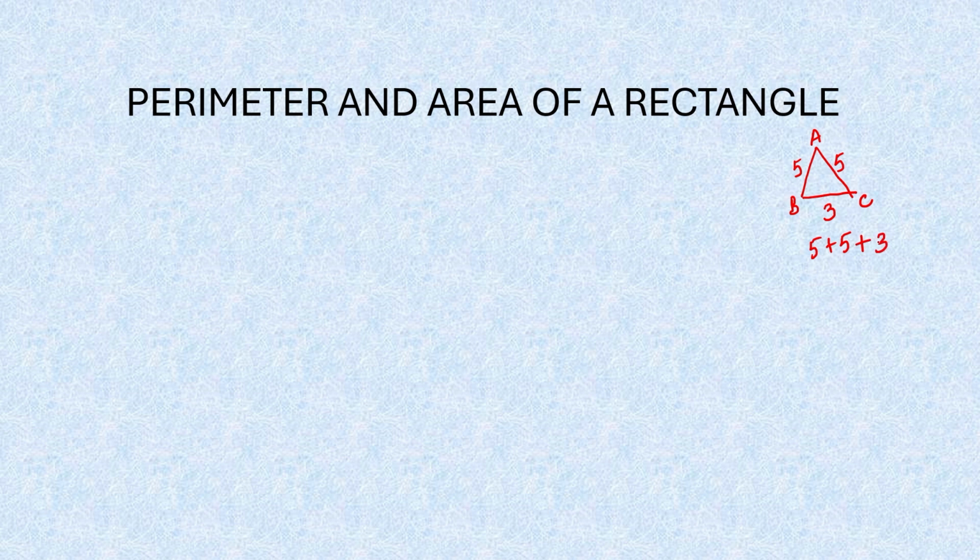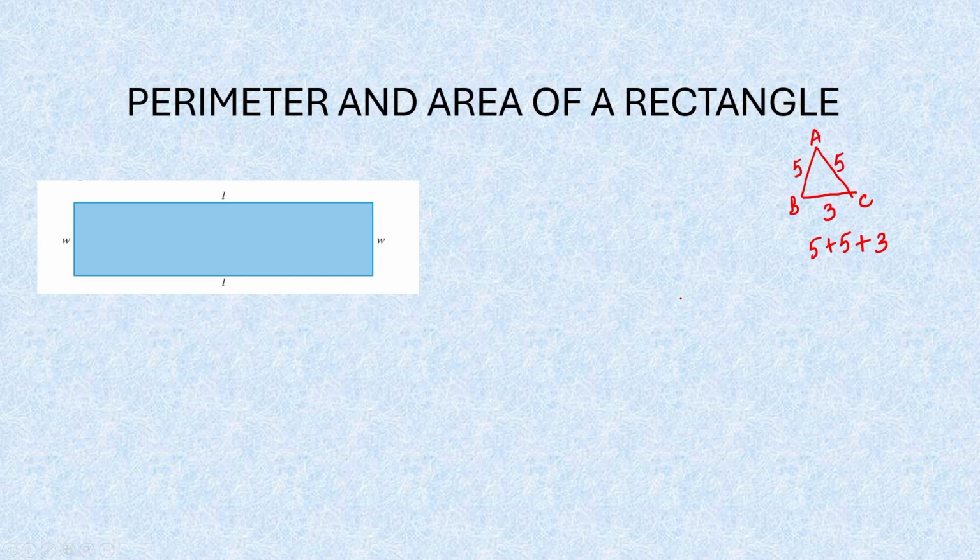We have studied earlier what a perimeter is, and we have also studied about the area. So perimeter is basically just the distance around the outside of any shape, and it can be measured in centimeters, meters, kilometers, etc. These are the units of perimeter. Now suppose we have a rectangle like this and we have to calculate its perimeter. How will we calculate the perimeter?